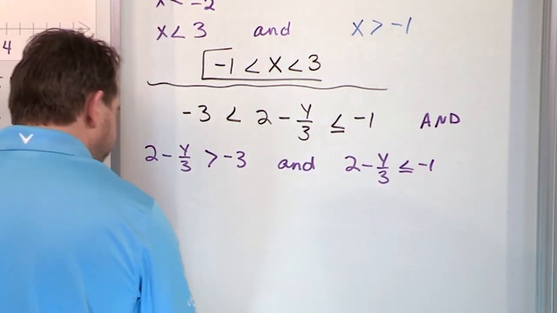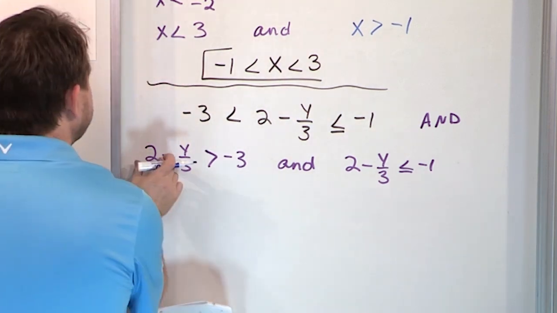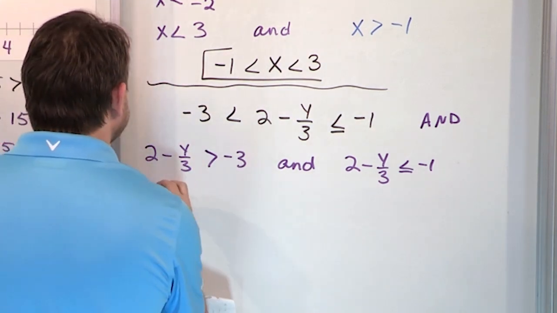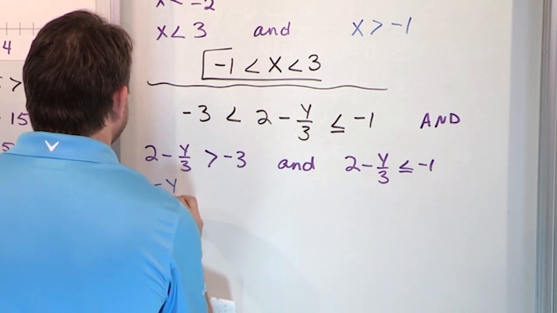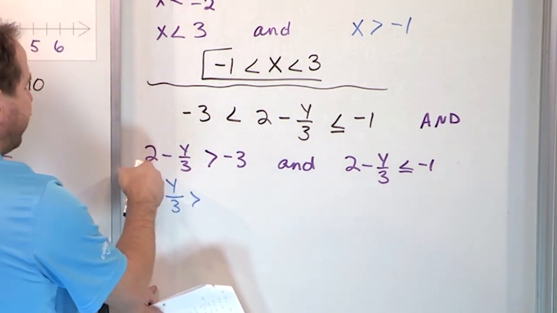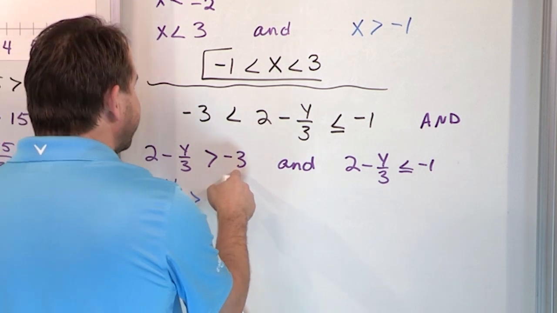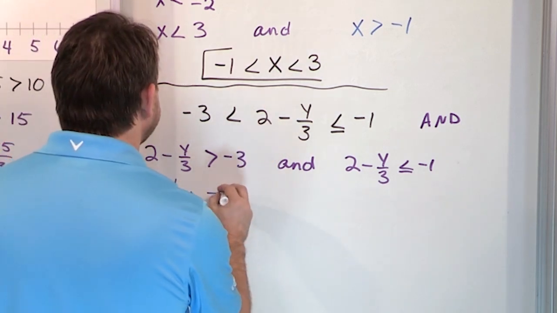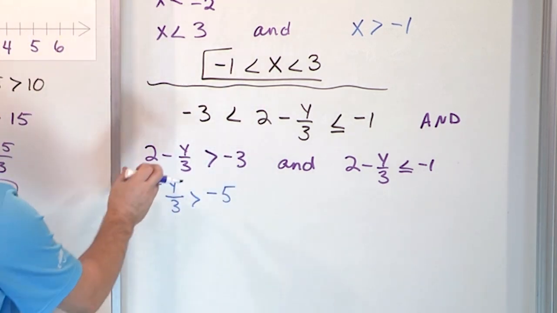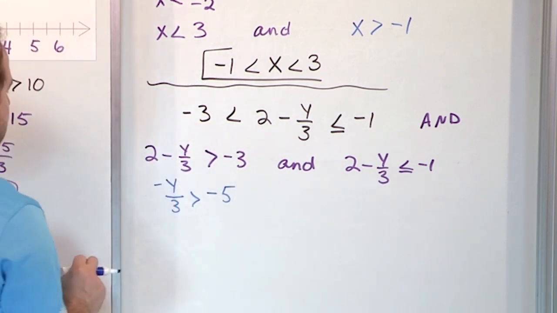So you read inside out to get this one, inside out to get that one, joined with an and. And the next thing we do is just solve each side separately. So we're going to subtract 2 from both sides. That's going to give me -y over 3 greater than, when you subtract 2 here, you get 0. -3 minus 2 will be -5 on this side. So we subtract 2 from here, subtract 2 from here.